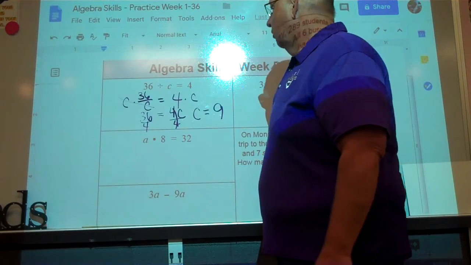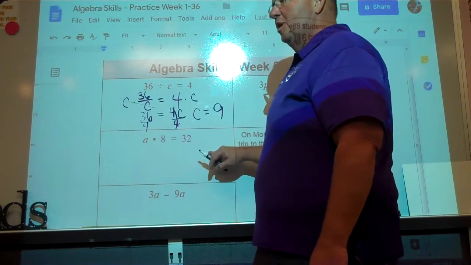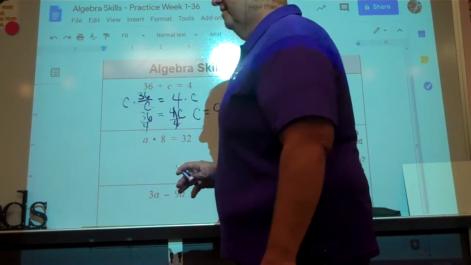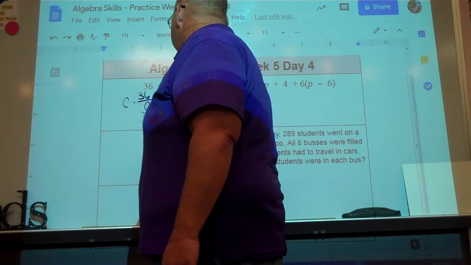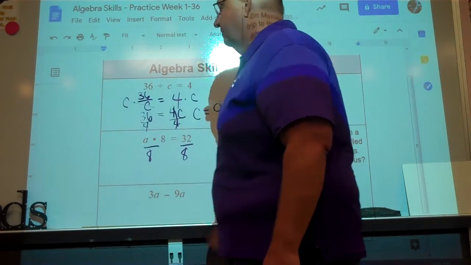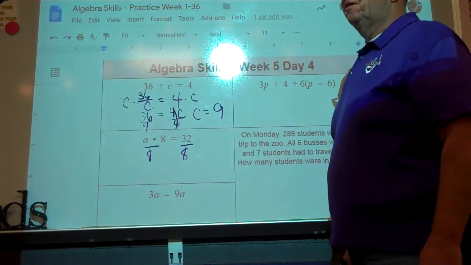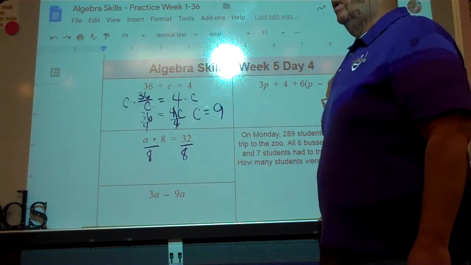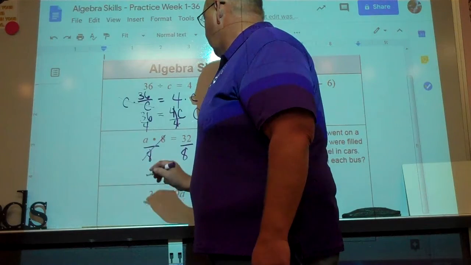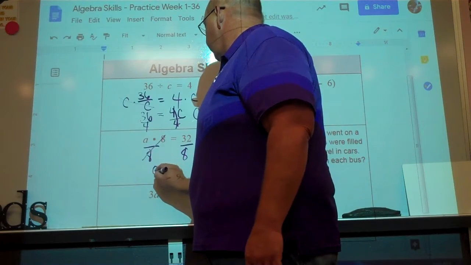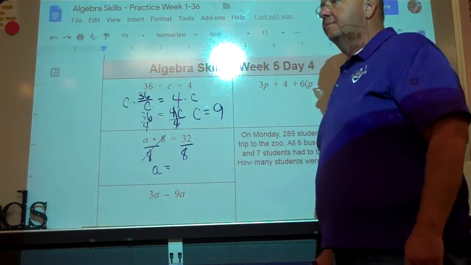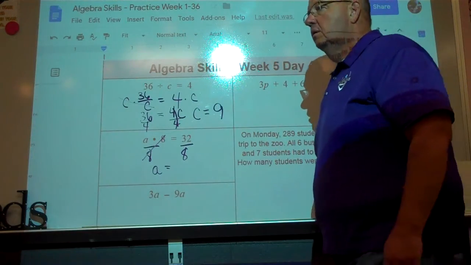Division. We want the A on one side and all the numbers on the other, correct? So A over 8. Okay, so we're going to divide by 8, right? That'll leave the A by itself. Okay, so the 8's cancel out, leaves us with A. What's 32 divided by 8? Dawson? 4.